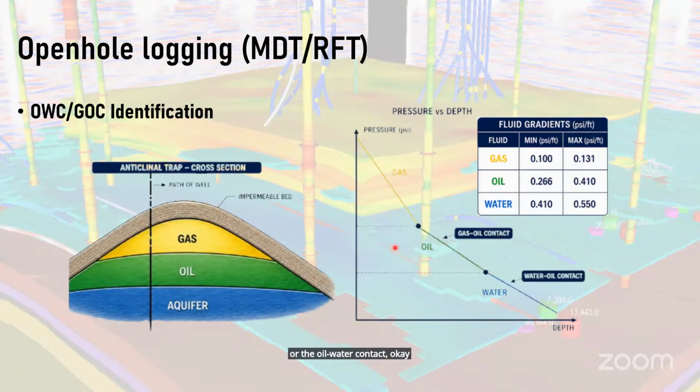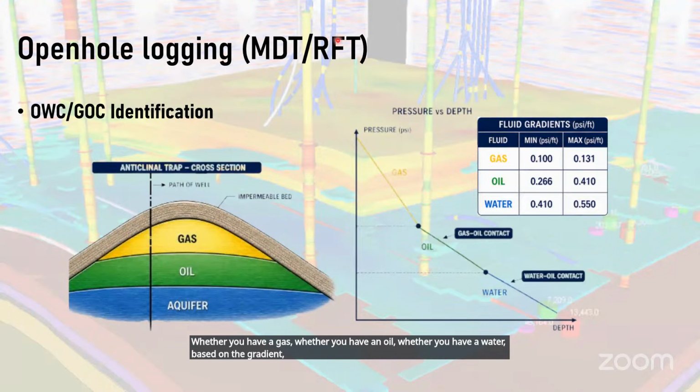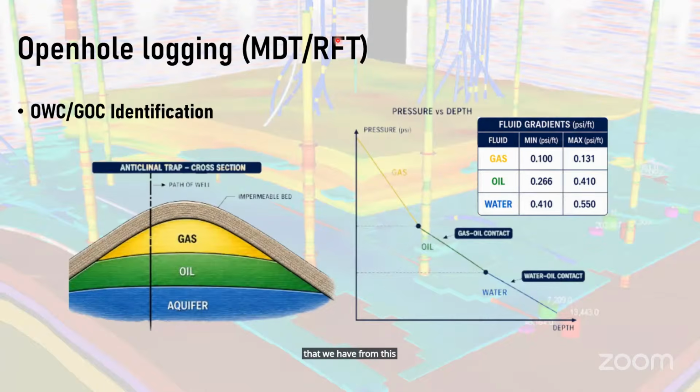Okay, and even if you didn't have a sample from the MDT, based on the gradient you can determine whether you have gas, whether you have oil, or whether you have water, based on the gradient that we have from this line.